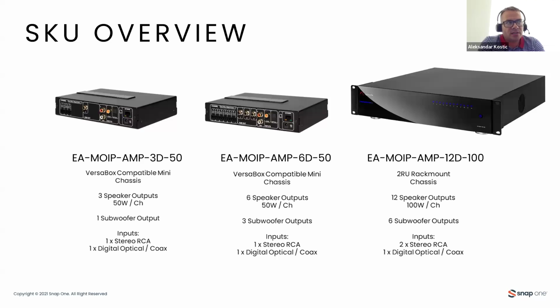Comparing in size, the 3 and 6-channel amplifiers are small boxes which are easily mounted to a VersaBox, for example, behind the TV or in the wall, while the 12-channel amplifier is a 2U rack unit, and typically it is intended to be placed in the rack.